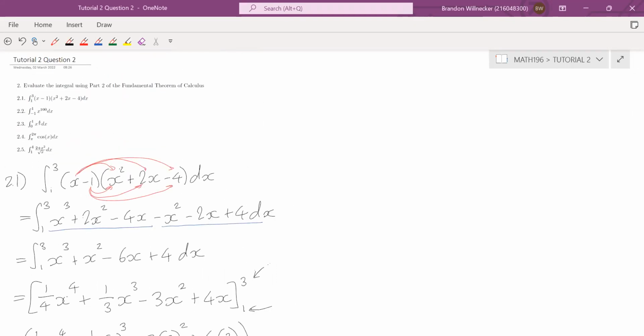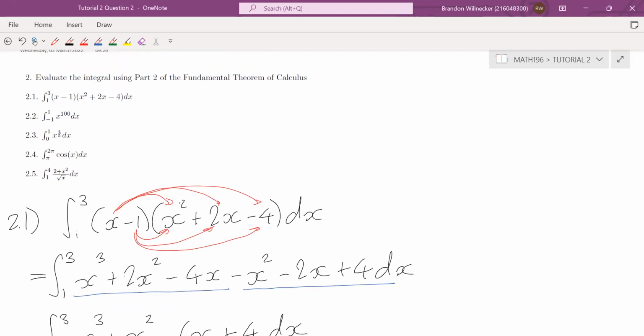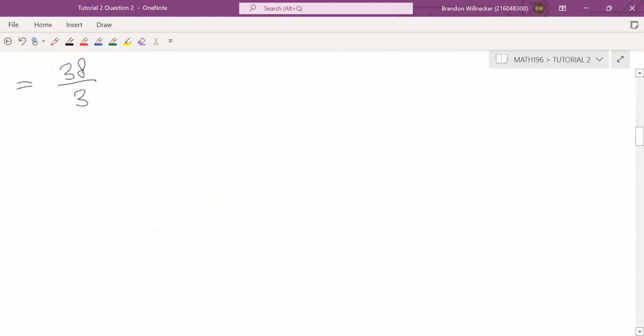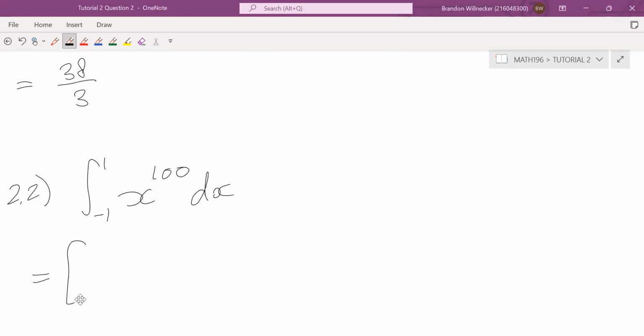Let's look at the next one. We have the integral from -1 to 1 of x to the 100. So this is 2.2. We have the integral from -1 to 1 of x to the 100 dx. Again, we just use the power rule. So we add 1 to the exponent and then divide. So 100 plus 1, that's going to be 101. We divide by that, and we have x to the 101. And this is evaluated between -1 and 1.